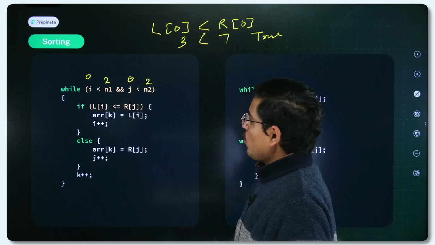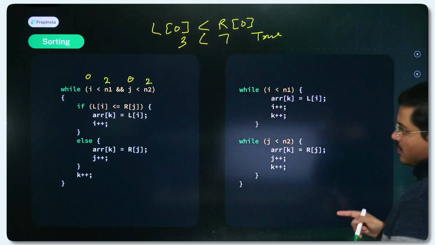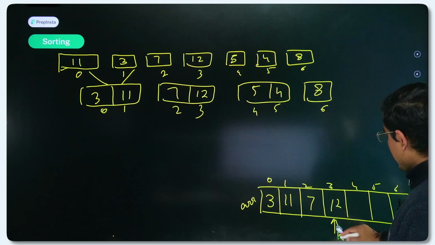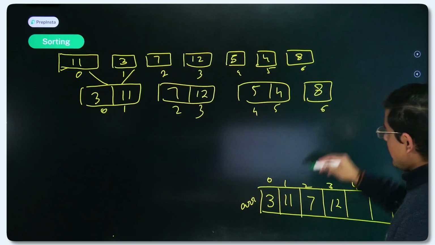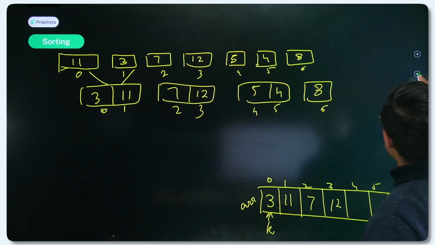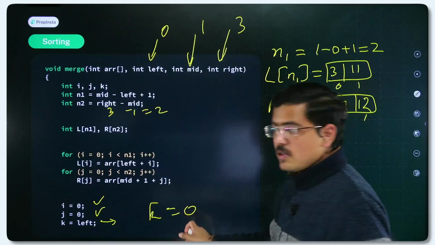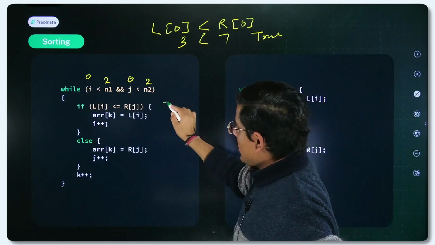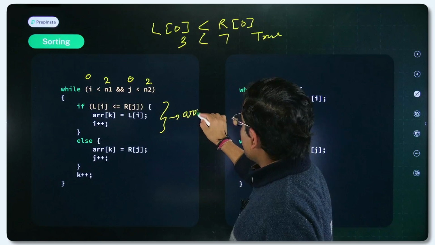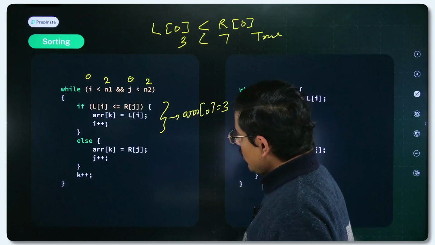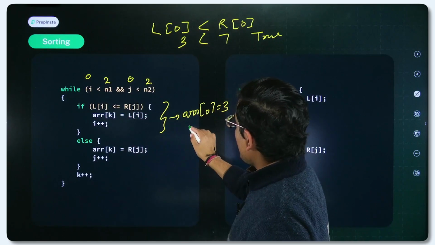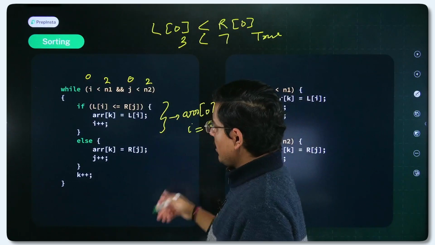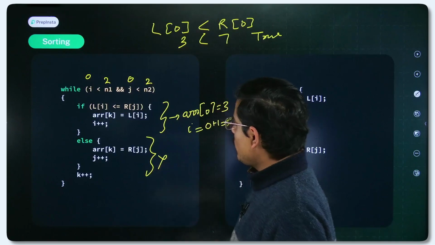So array of 0 should have 3 at its place. Okay. So array of 0 is already having 3 here, and k has again started pointing at 0 because we had set k as left, and left in this case was 0. See, k was left, so k was 0, I told you. So k is again pointing from the start. And when I execute this particular block and array of 0 is equal to 3 now, this will increment i. So i becomes 0 plus 1 and i becomes 1. Basically it is incremented. So this portion will not execute.